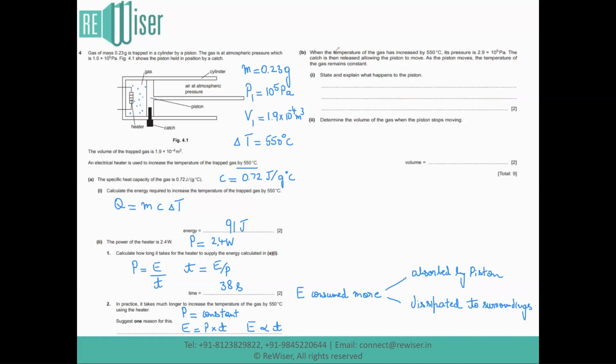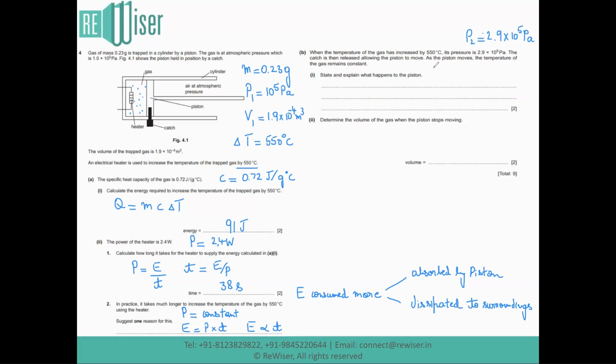Moving on, part B asks us, when the temperature of the gas is increased by 550 degrees Celsius, pressure is 2.9 into 10 power 5 pascals. We understand that the pressure P2 is equal to 2.9 into 10 to the power of 5 Pascal, which means the value of the pressure has increased by a factor of 2.9. The catch is then released, allowing the piston to move. As the piston moves, the temperature of the gas remains a constant. State and explain what happens to the piston.